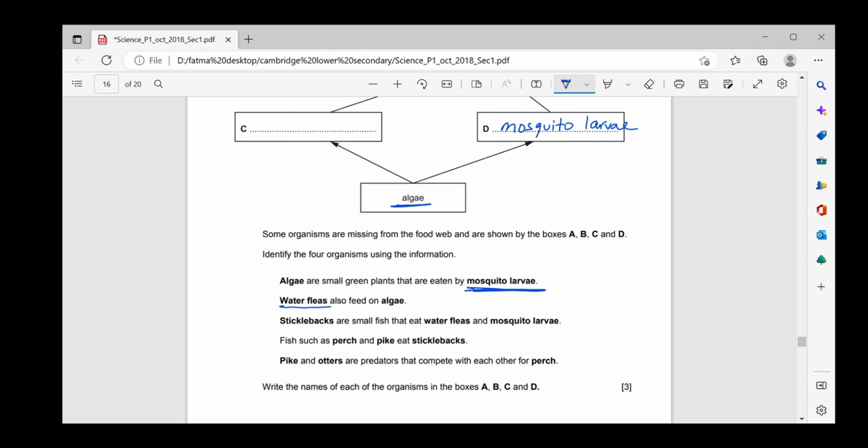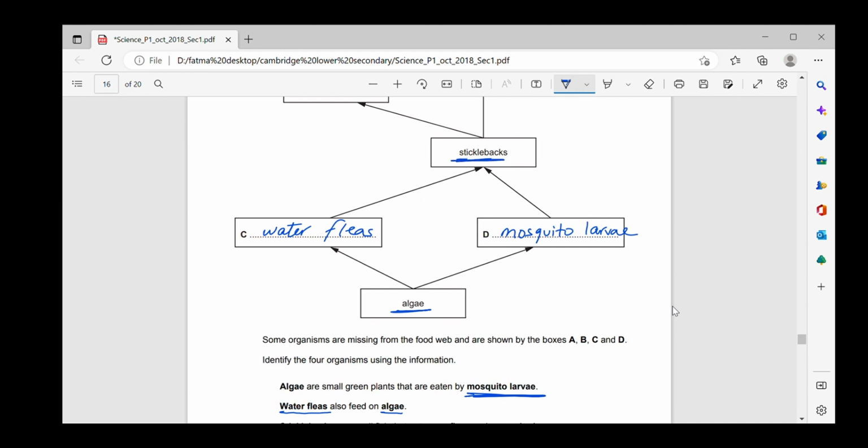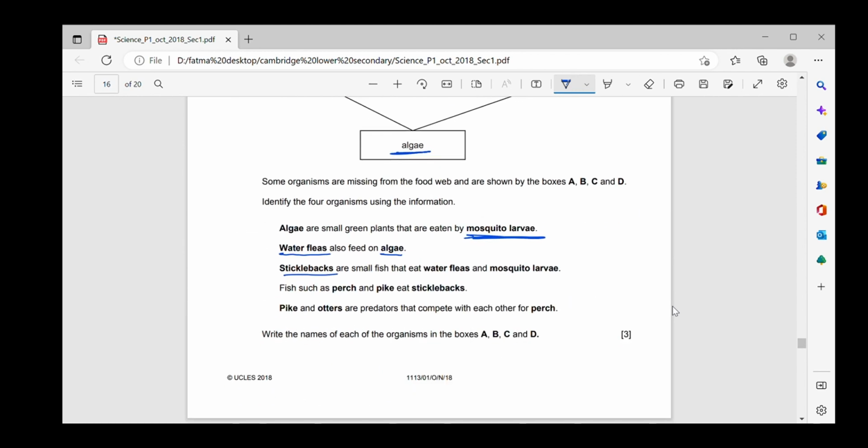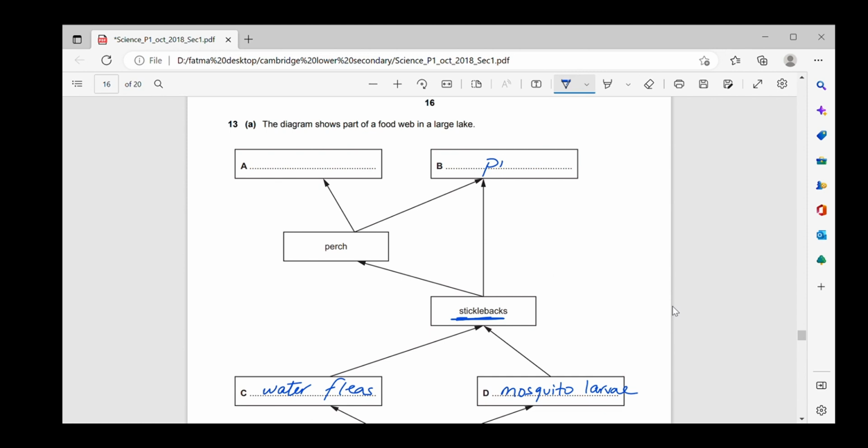Water fleas also feed on algae. So here we can write the water fleas. Sticklebacks are small fish that eat water fleas and mosquito larvae. So the sticklebacks, here they eat the water fleas and the mosquito larvae. This one. Okay. Fish such as perch and pike eat sticklebacks. So perch and what? And pike eat sticklebacks.